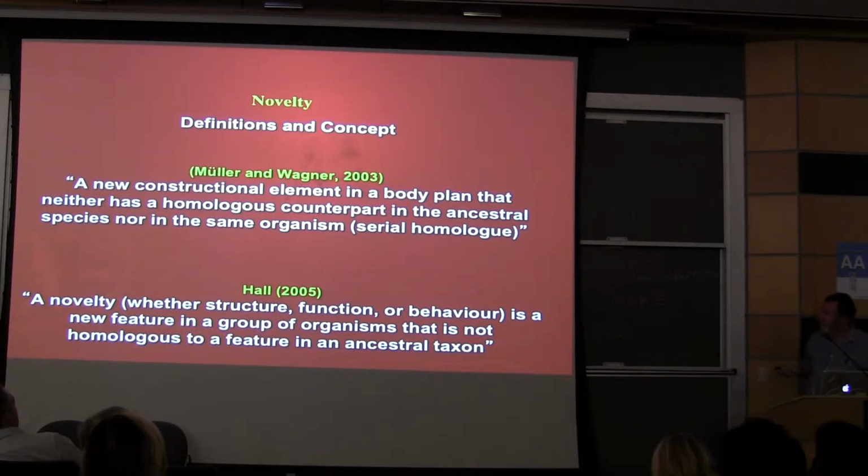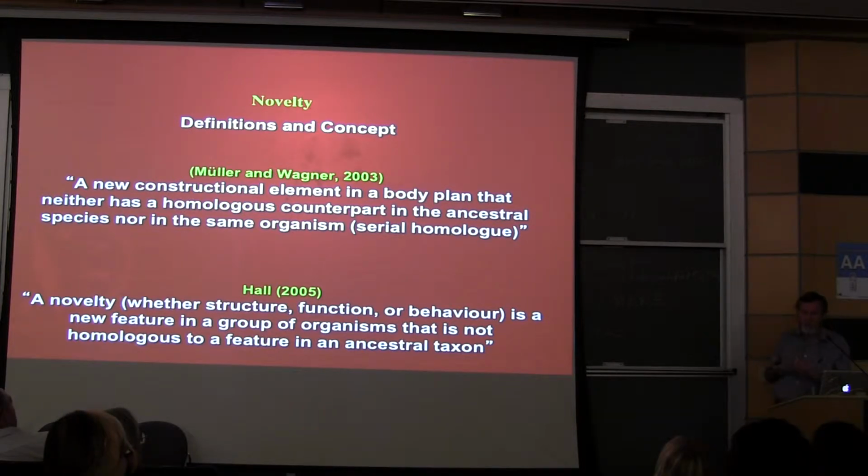So Günter Wagner and Gerd Müller came up with a definition of novelty in 2003: a new constructional element in a body plan that has a homologous counterpart neither in the ancestral species nor in the same organism, to get around this notion of serial homology, like the vertebrae, which are serially homologous. So if there's a new constructional element, so they were thinking in terms of developmental processes, that you don't find in the ancestors, then that's novelty, because it's not homologous with something in the ancestor. Therefore it's novel, it's new.